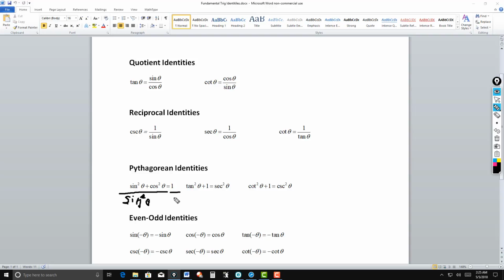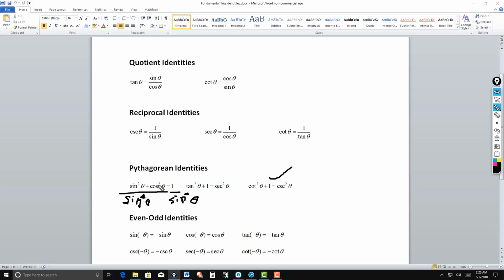And then this side divided by sine squared theta. And then you can see that sine squared theta divided by sine squared theta on the left side is 1. Okay, so that's that one right there.